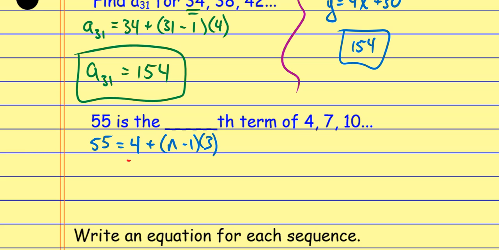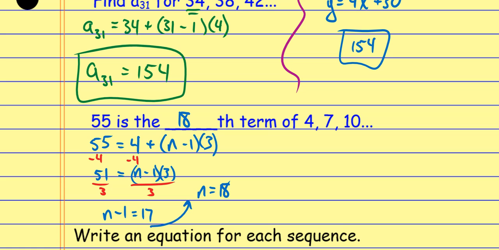There are a couple different ways to solve. I would probably subtract the 4 from each side, and then divide by the 3. And I'll add that 1 to each side. I guess I don't need to write the plus 1 there. So it's the 18th term. Okay, so 55 is the 18th term of this sequence.